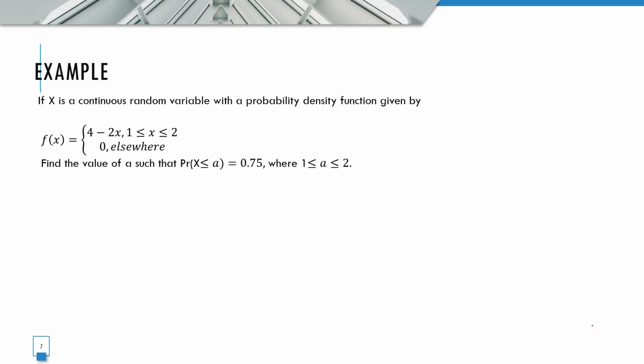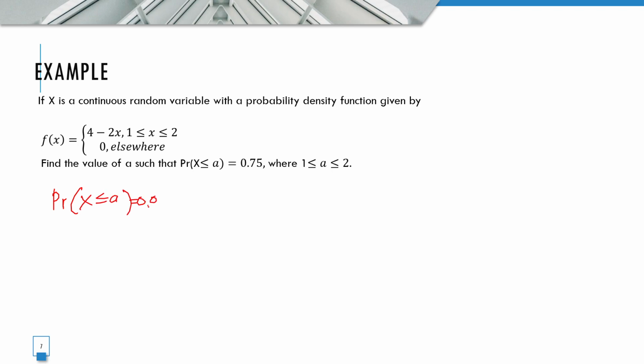Okay, let's proceed now with the next example. If x is a continuous random variable with the probability density function given, the function 4 minus 2x, where the interval is x greater than or equal to 1 and x less than or equal to 2, and 0 elsewhere, within that interval, find the value of a such that the probability that x is less than or equal to a is equal to 0.75, where a is greater than or equal to 1 but less than or equal to 2.